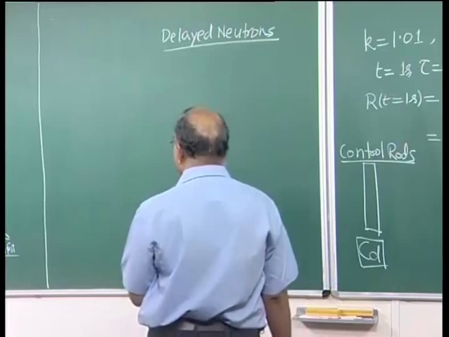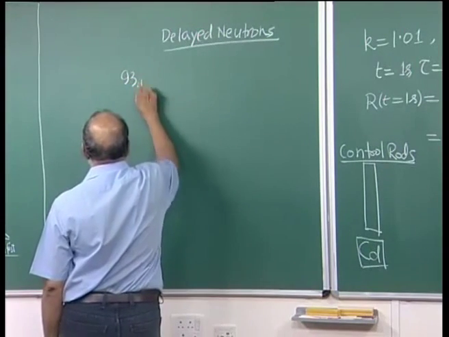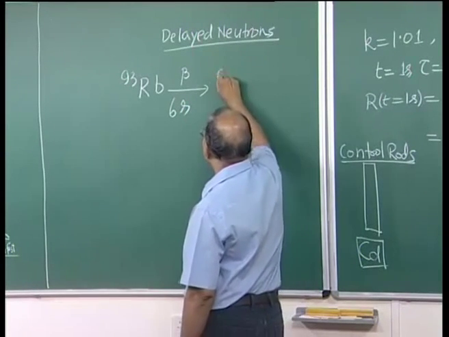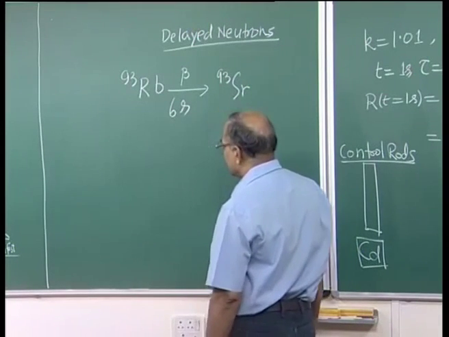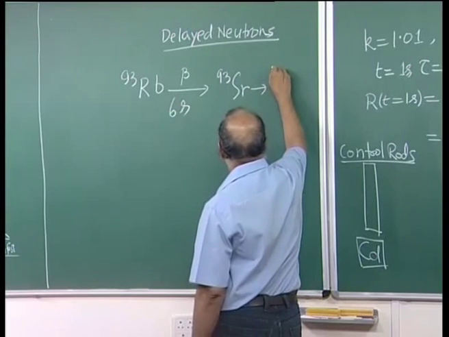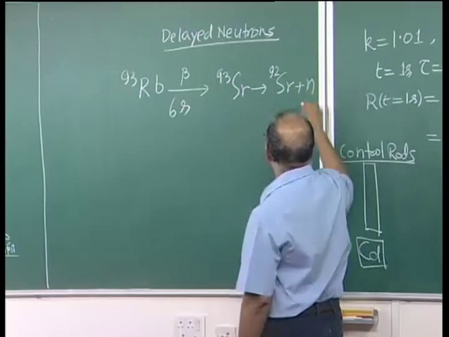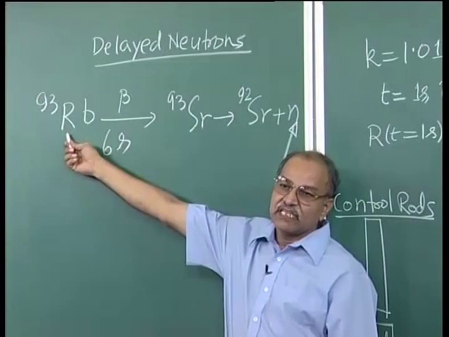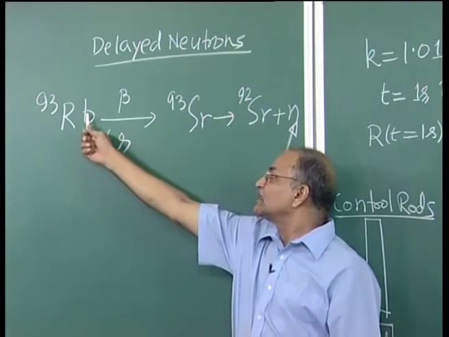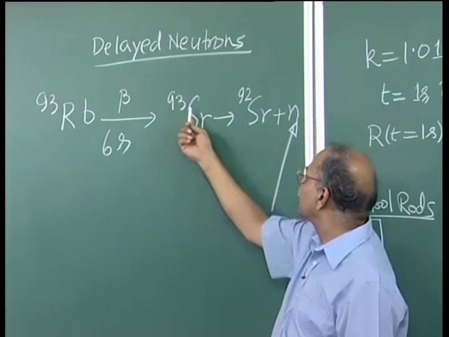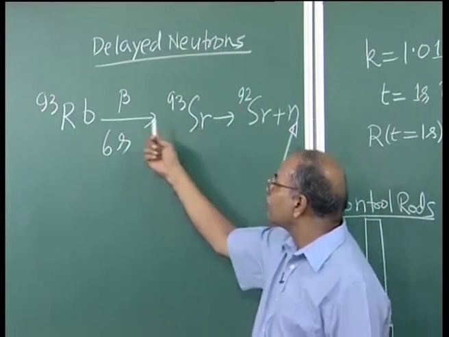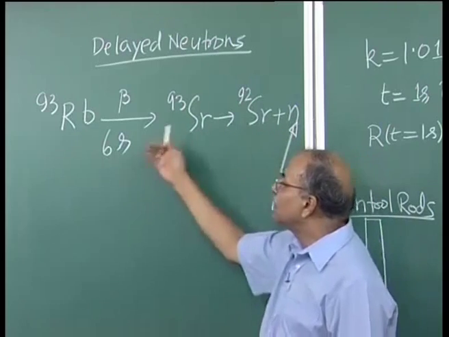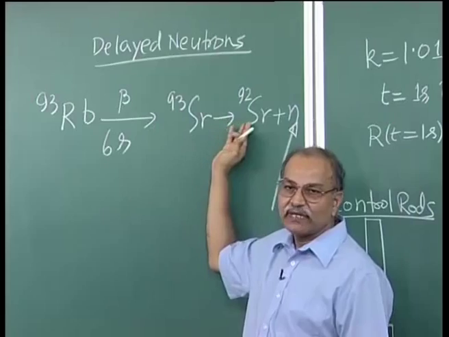For example, if you have a fission fragment, say 93 rubidium, this 93 rubidium beta decays with a half life of 6 seconds to 93 strontium, and this 93 strontium then emits a neutron and becomes 92 strontium. Now, this neutron has come on the average 6 seconds later than the main fission event which created this fission fragment. This neutron has to wait, because it will come from 93 strontium, and 93 strontium will be created from 93 rubidium through this beta decay process, which has a half life of 6 seconds, and therefore this neutron will come with a delay of this order of time. So, these are known as delayed neutrons.